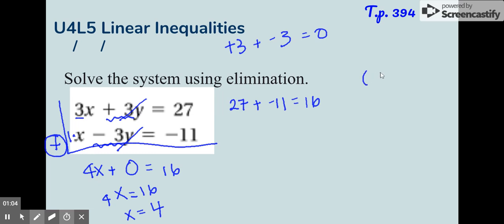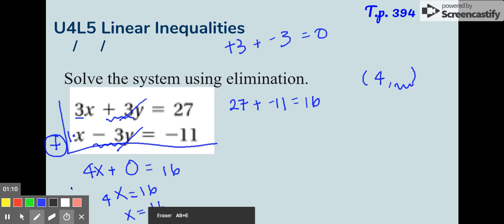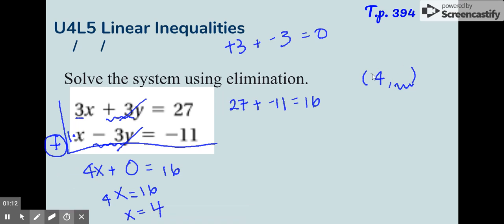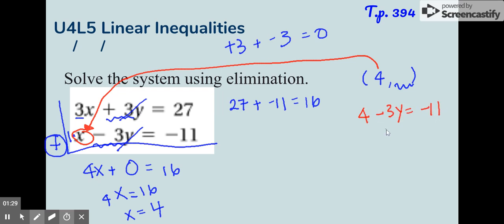We're not done because we have to find the ordered pair. So how do you find y? You can get it by plugging x into one of the equations. I'm going to choose the second one. So I'm going to plug 4 into here. So it's going to be 4 minus 3y is equal to negative 11.